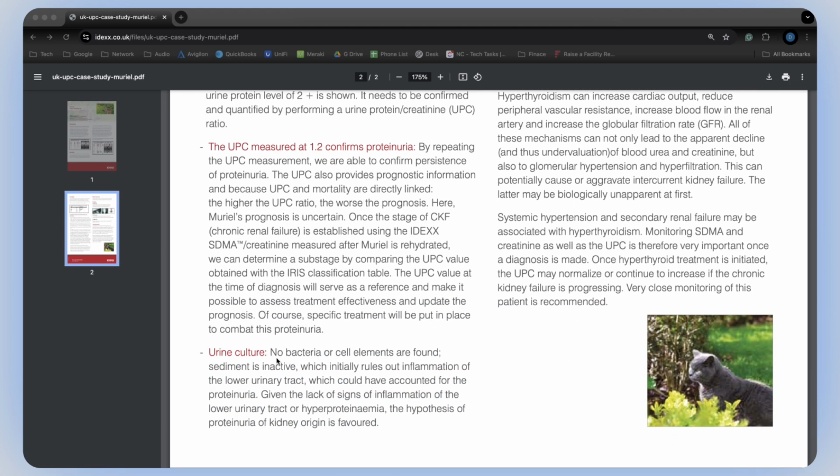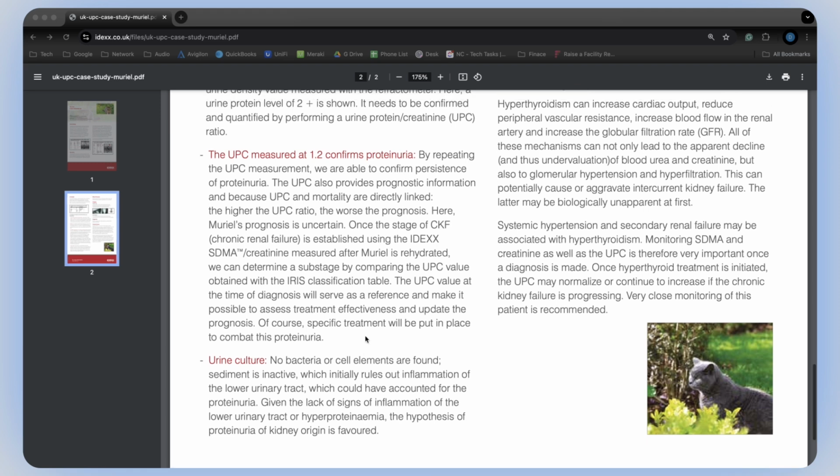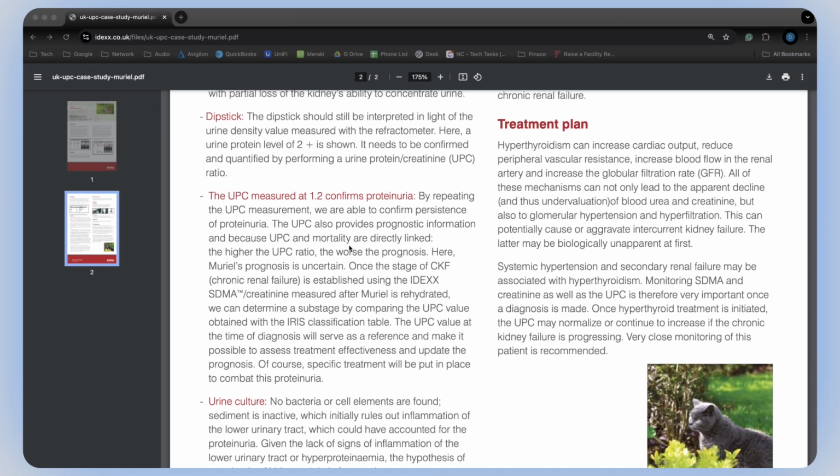Well, first of all, in the urine culture, there were no bacteria or cell elements found. So that kind of rules out inflammation of the lower urinary tract. And so the UPC. We repeated the UPC measurement, and we could confirm the persistence of proteinuria. The UPC is going to provide prognostic information because UPC and mortality are directly linked. So the higher the UPC ratio, the worse the prognosis. So for Muriel, her prognosis is actually uncertain because of how that fell.